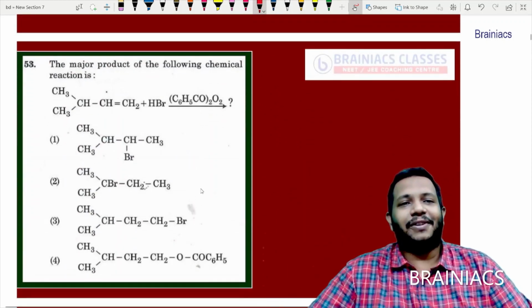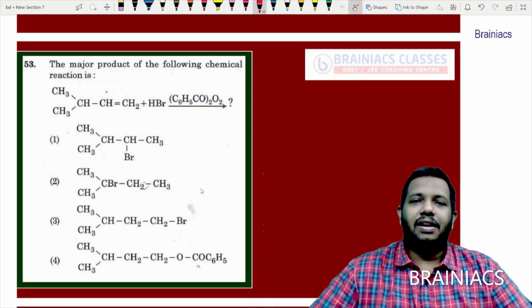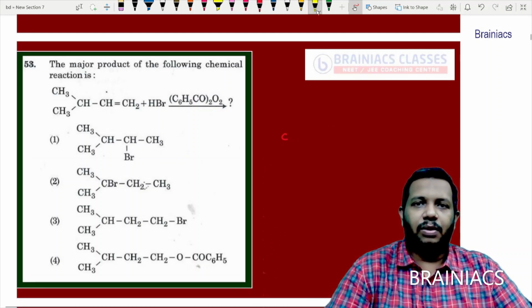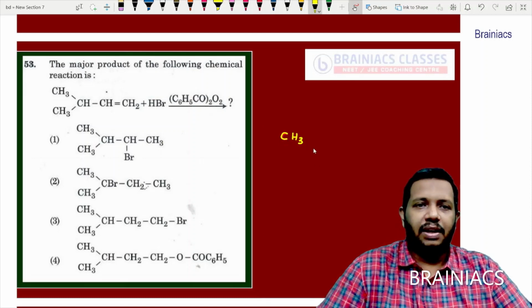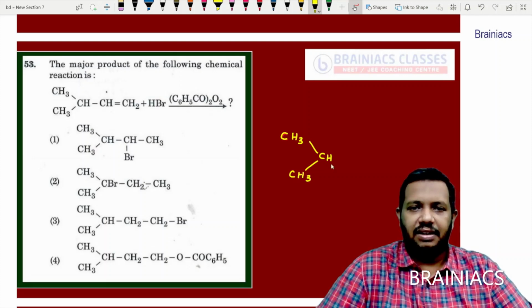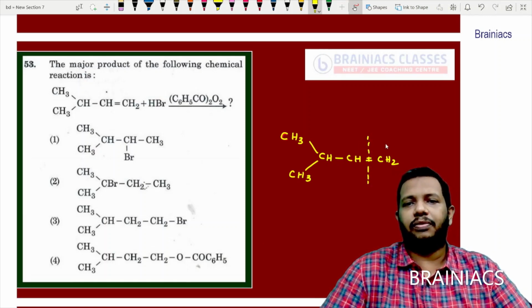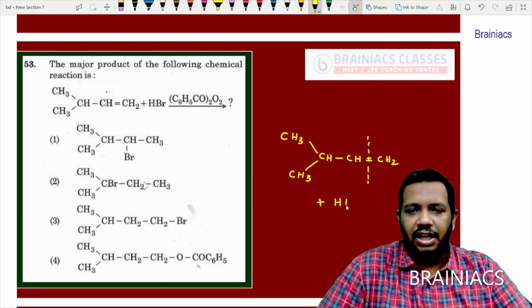This is from our organic chemistry. It was a very good question, from hydrocarbons. Let's analyze the question. You are given an alkene, and it's an unsymmetrical alkene. You can see CH3, CH double bond CH2. This is the unsymmetrical alkene. Why do we say this is an unsymmetrical alkene? Because both halves look different, and they are undergoing an addition reaction with HBr.